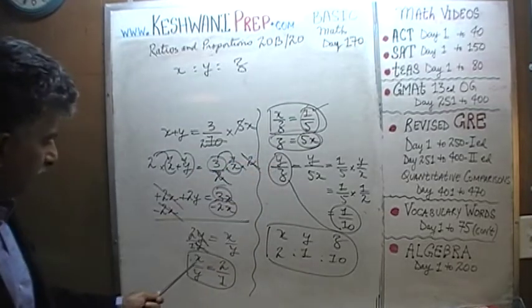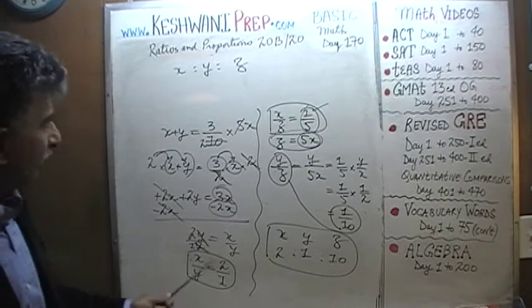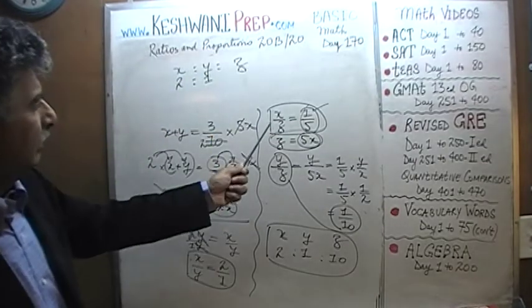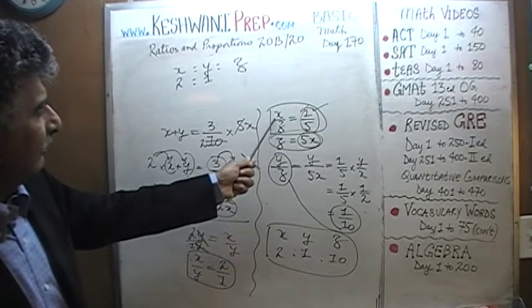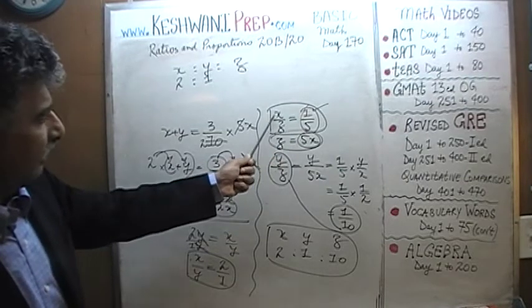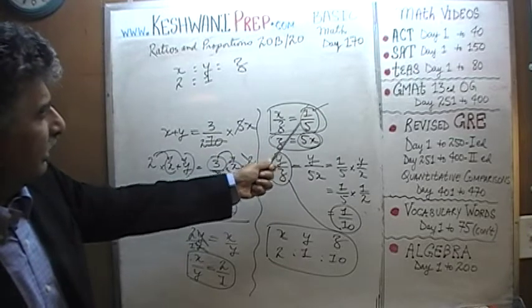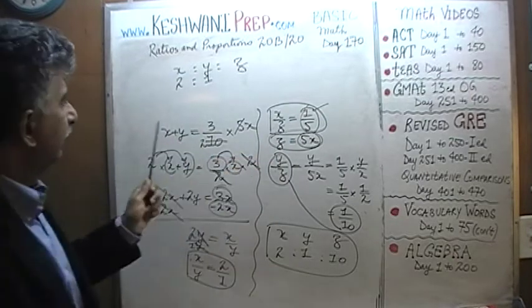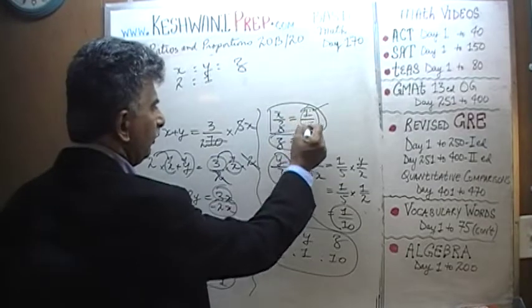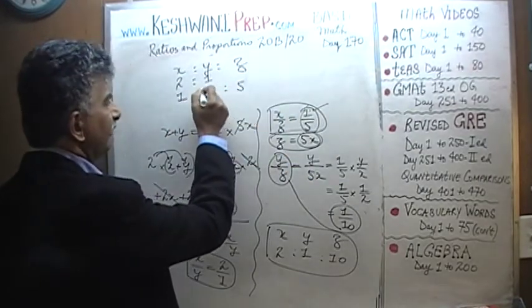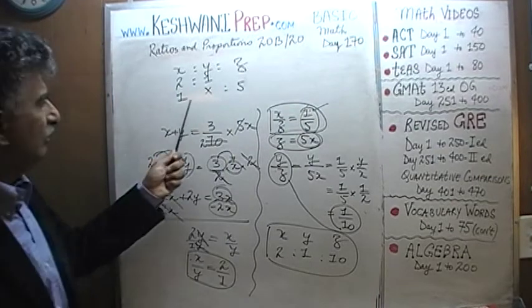Okay, pay attention. So x to y is 2 to 1. Let's put it down here, 2 to 1. And then we are told that x to z is 1 to 5. Pay attention. It's going to get a little tricky. I'm going to put that information right here: x to z is 1 to 5.